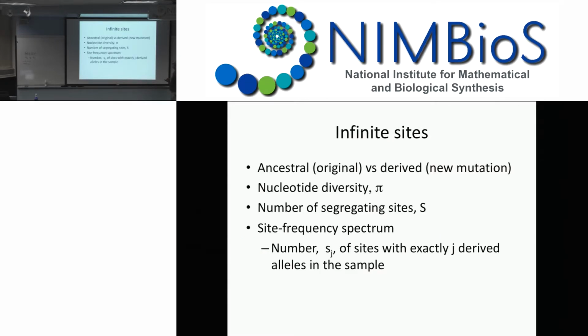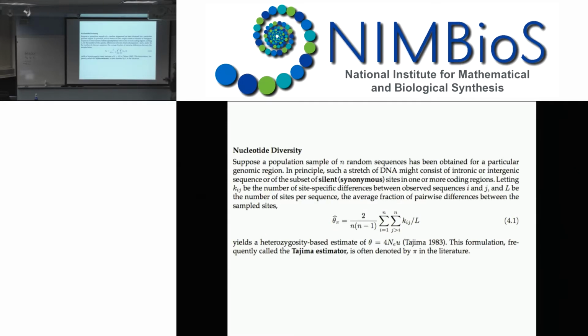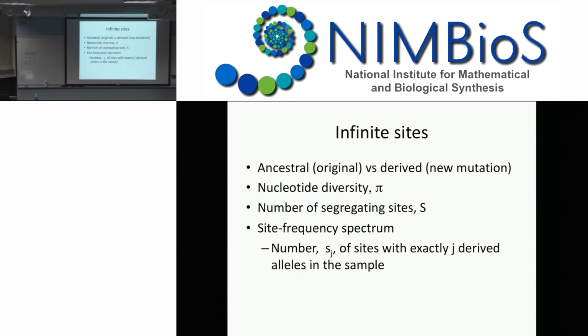So how do I estimate theta? Well, let's go to infinite sites. We're going to talk about nucleotide diversity and the number of segregating sites. Nucleotide diversity is basically this: I take two sequences and ask, how do they differ? I count those up, and this is called the Tajima estimator. You can look at the average number of pairwise differences among two sequences, standardize it, and get an estimate of theta. So here's one estimate of theta you can plug back into here.